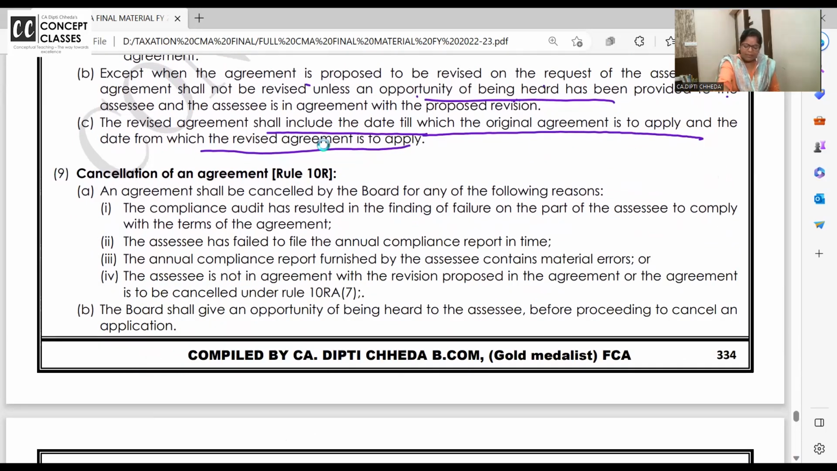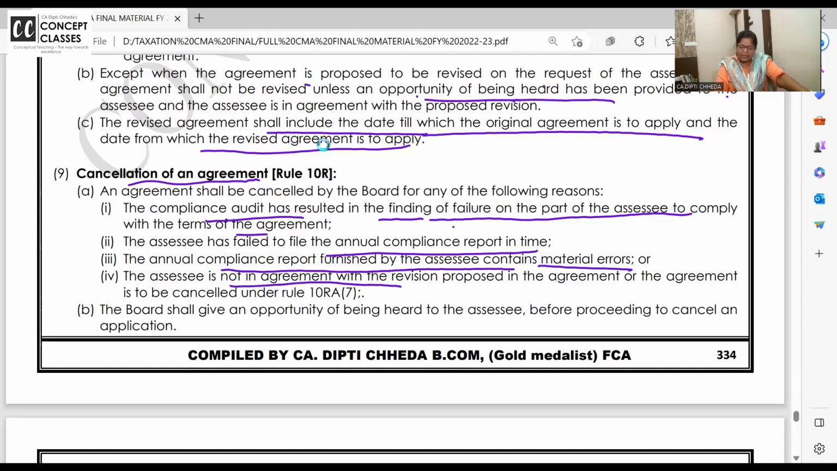Can you cancel the agreement? Yes. Agreement shall be cancelled if the compliance audit has resulted in finding of failure on the part of compliance report you have submitted within 30 days of filing the return. See, this year we have done, this year we have done. But if there is a failure over there, then the compliance audit report में पता चलता है तो agreement क्या हो जाएगा, advance pricing agreement cancel. और या फिर SSC ने file ही नहीं किया annual compliance, or annual compliance report furnished by SSC contains error, or SSC is not in agreement with the revision proposed.